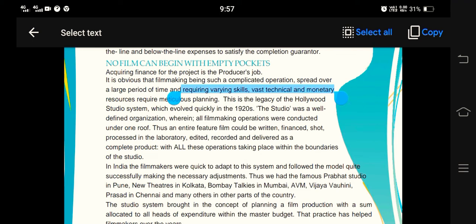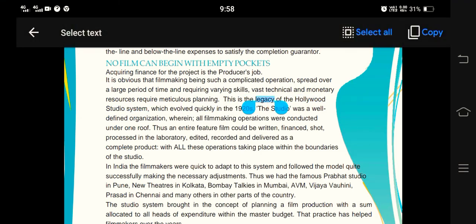Now, the legacy of Hollywood has changed. Evolution took place, and the process has evolved fully and changed a lot. Through Hollywood, we got to know what studios are. This legacy of Hollywood is the studio system, which evolved quickly in the 1920s. So from Hollywood we got an idea of the studio.